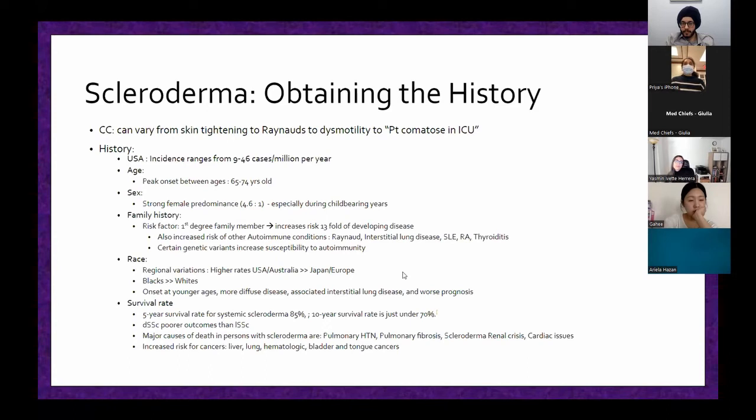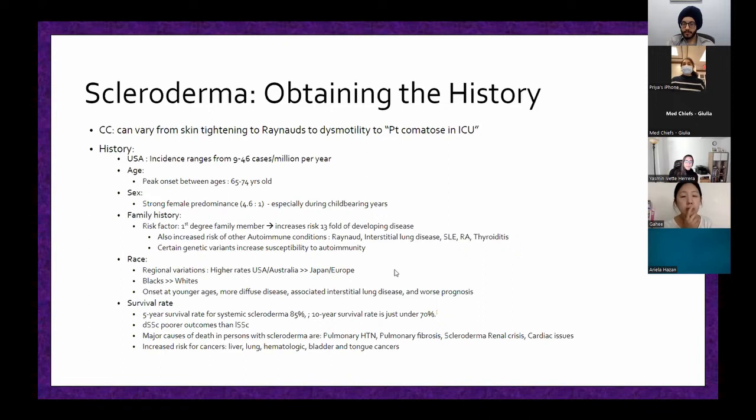Younger age of onset, more diffuse disease, ILD, and worse prognosis occurs in certain groups of populations as well, based on genetic factors. So the 5-year survival rate for systemic scleroderma is 85% actually, despite everything that I just said. And the 10-year survival rate is about 70%. So it is something that patients have as a chronic disease that needs to be managed, just like our other chronic diseases, like, for example, diabetes.